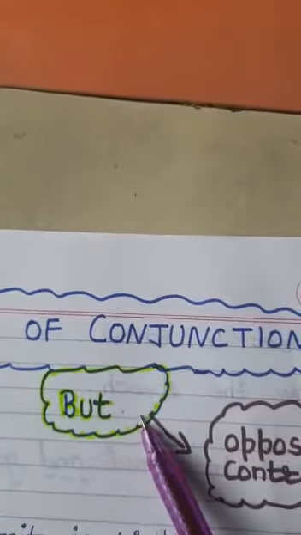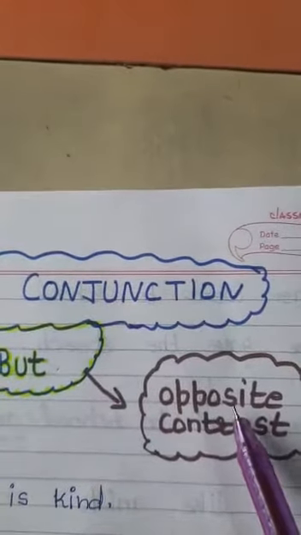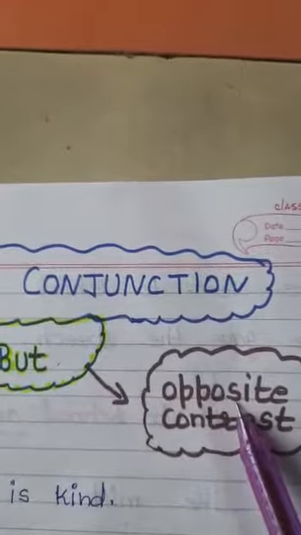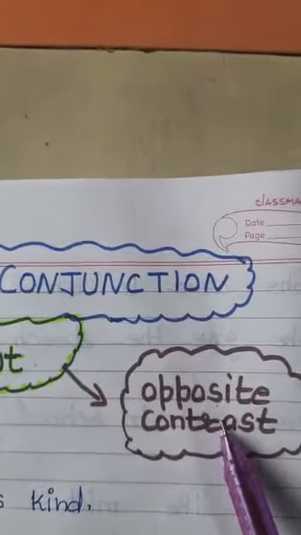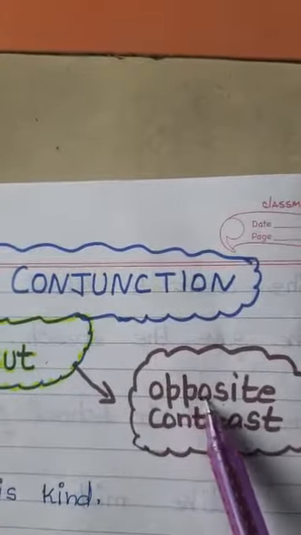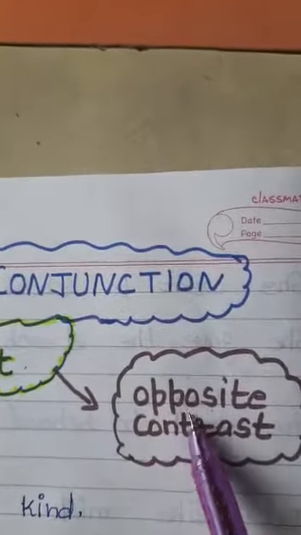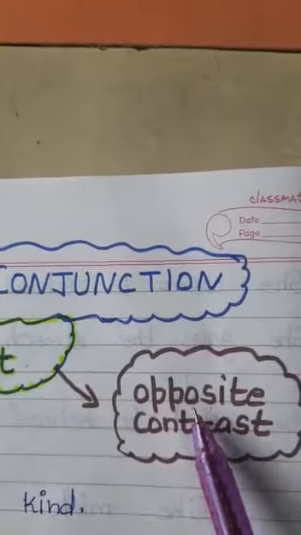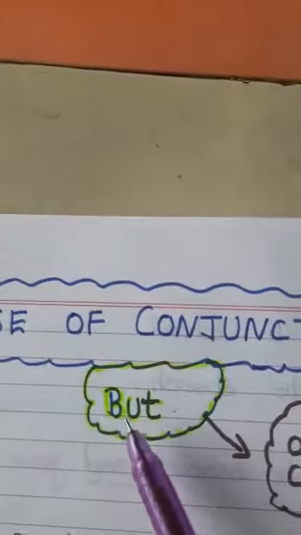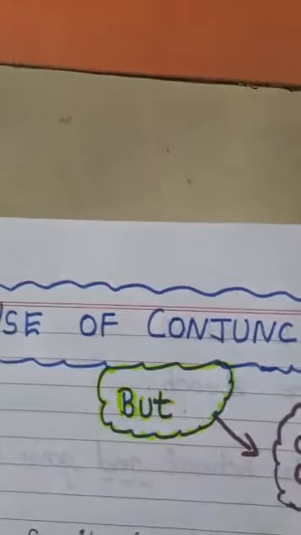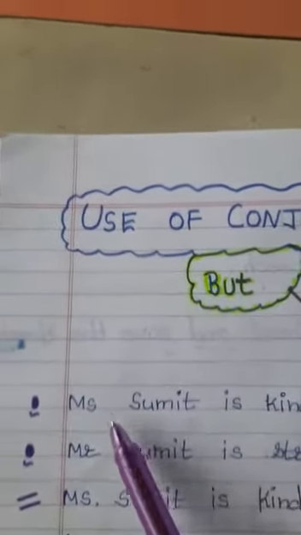The conjunction but deals with opposite contrast. Opposite contrast means different contrast and different ideas and different statements. When we are having two things that are presenting opposite ideas, and both the statements are contrary to each other, we go with the use of conjunction but here. Let us elaborate the topic with the help of the examples.